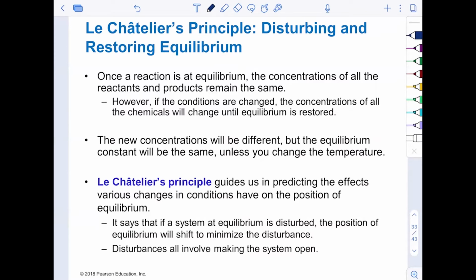If conditions are changed in an equilibrium, such as the concentrations of the chemicals, then the change will spark a change in those concentrations until equilibrium is reestablished. So Le Chatelier's principle guides us in predicting the effects of various changes in the conditions on the position of equilibrium. It says that if a system at equilibrium is disturbed, the position of the equilibrium will shift to minimize that disturbance. Disturbances all involve making the system open to the environment: adding more reactant, adding more product, removing product, changing the temperature, etc.